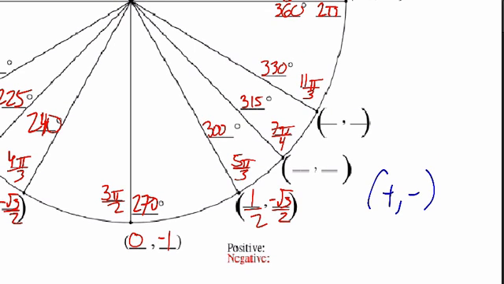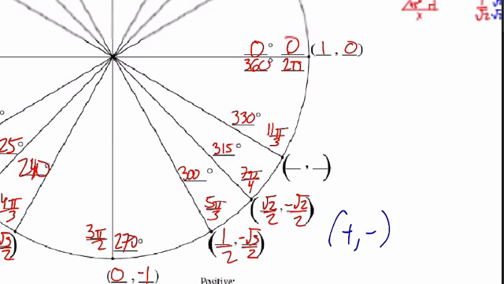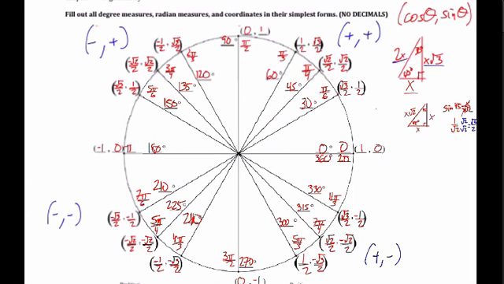315 degrees is going to be the reflected version of 45 degrees. So it's going to be positive root 2 over 2 because we're in quadrant 4 with a positive x value. And the y value is negative root 2 over 2. 330 degrees is 30 degrees reflected over. So the x coordinate is root 3 over 2. The y coordinate is going to be -1/2. Folks, there are a lot of patterns that you can observe here. I want you to spend some time looking at this, seeing what patterns you might find yourself.